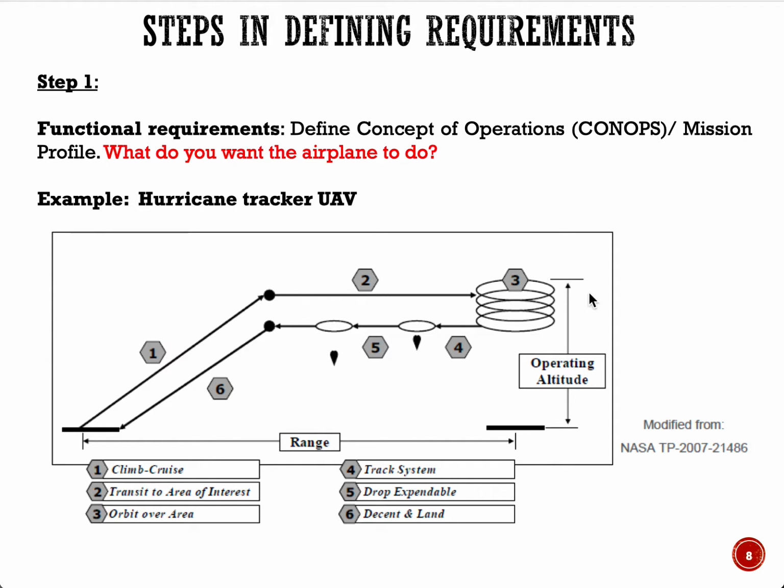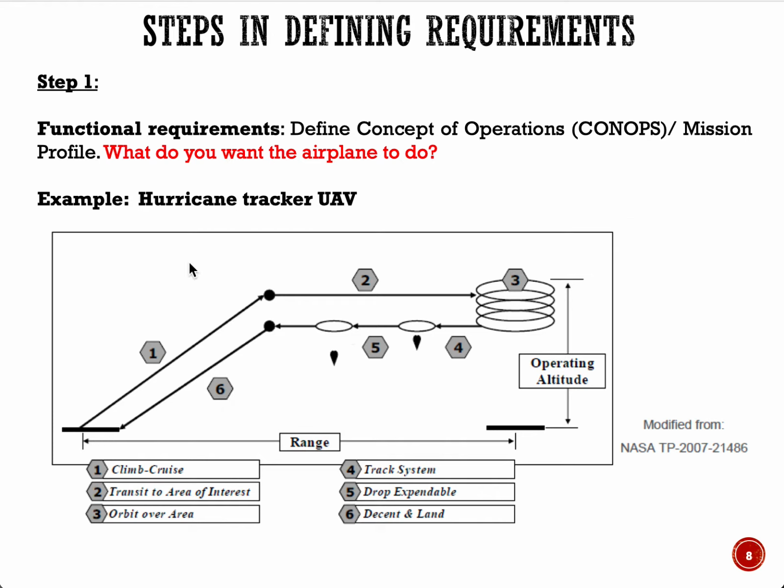You need to orbit in that phenomenon, orbit over the area, and make sure that your turn radius and your sink rate are all properly set so that you can observe what you need to observe, right? And then you need some tracking system. You've got to come back, you do some deployment. If you want to drop some expendables, you can do that. And then you descend and basically land.